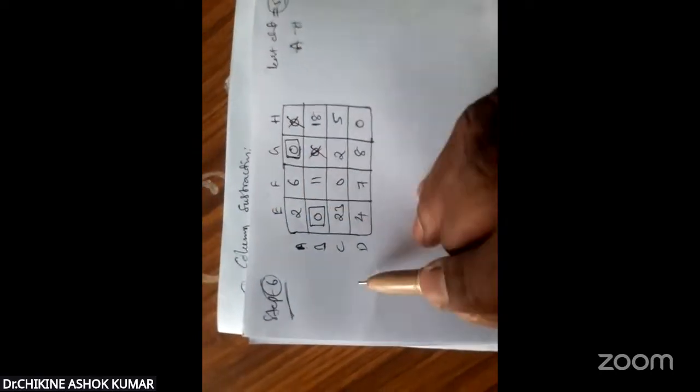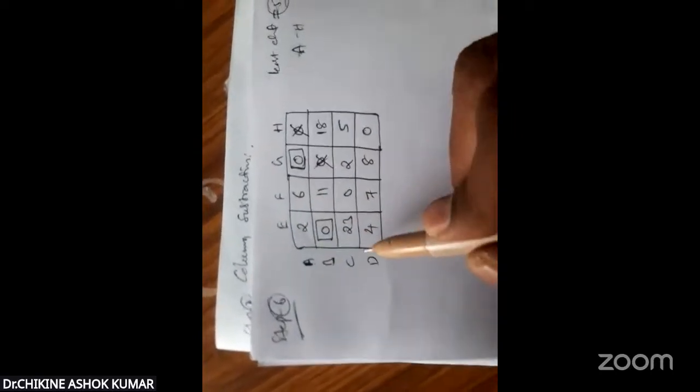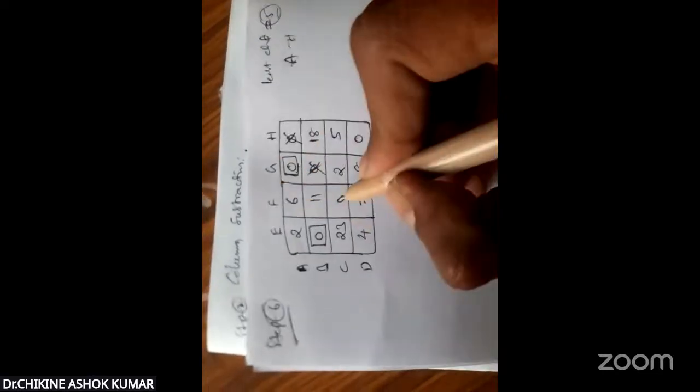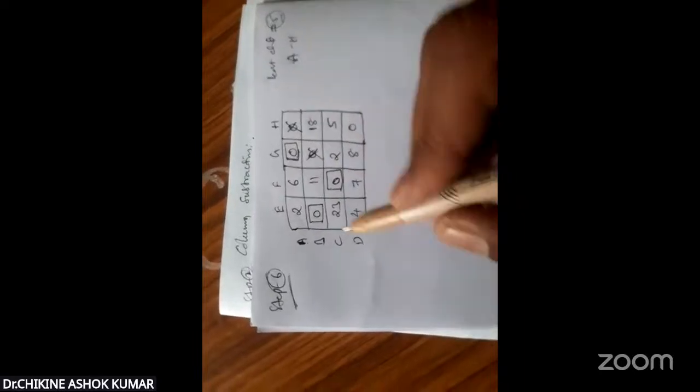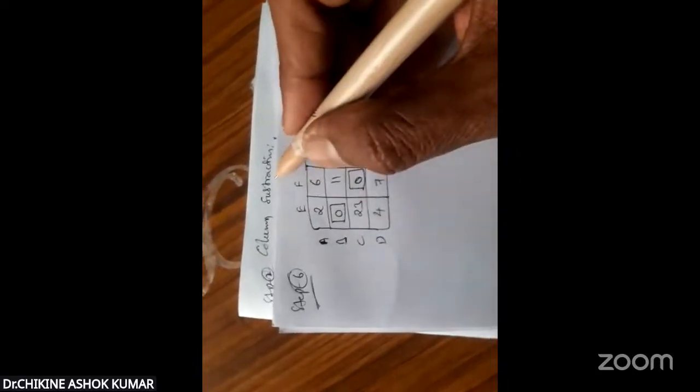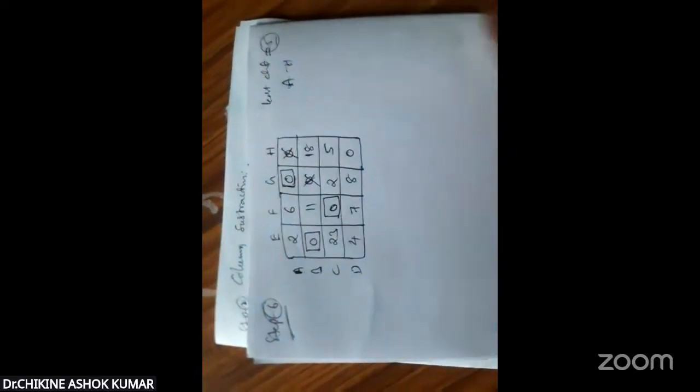See here. Next, coming to the third row. In the third row, how many zeros do we have? Only one single zero here. So I will take the assignment here. Is there any extra zero row wise? No. Extra zeros column wise? No. Yes. Coming to the next.